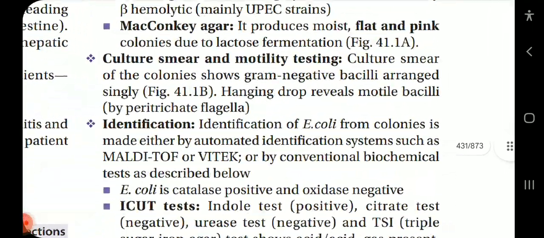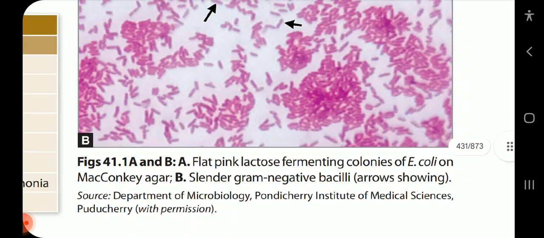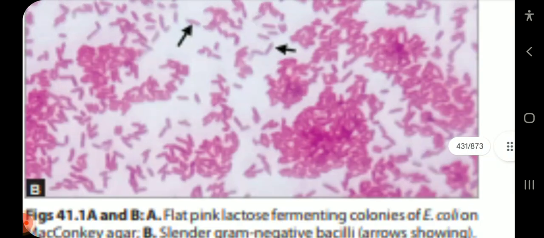Now, the culture smear and motility testing. Culture smear of the colony shows Gram negative bacilli arranged singly. Hanging drop reveals motile bacilli with peritrichous flagella. In this figure, you can see the Gram negative bacilli.